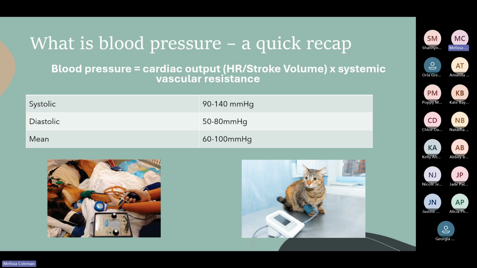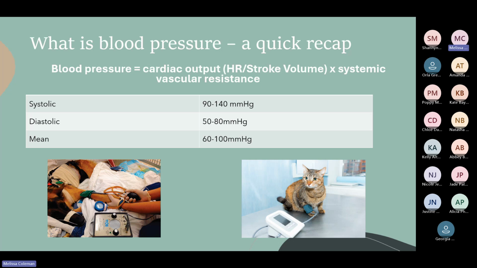Just as a quick note, as Francis has said as well, anaesthesia affects all of our body functions and organ systems, and our goal under anaesthesia is to keep the body within its normal physiological limits. And when we're doing this, blood pressure monitoring is vital.